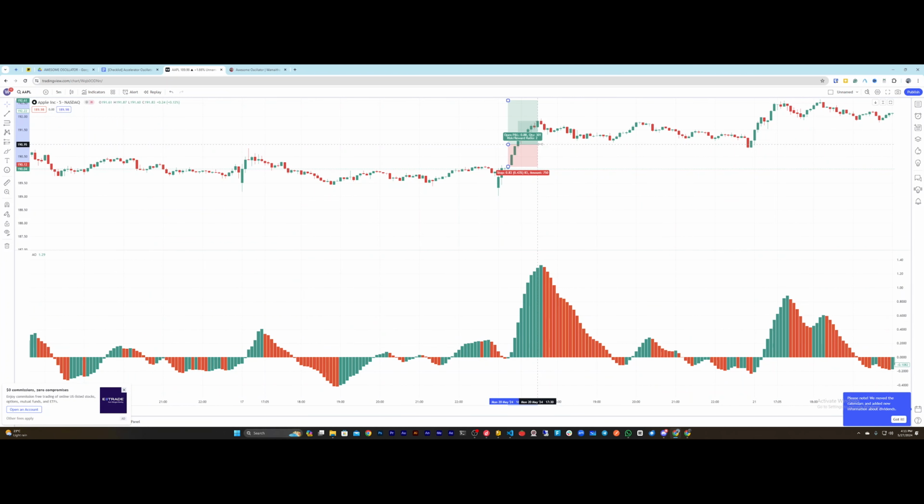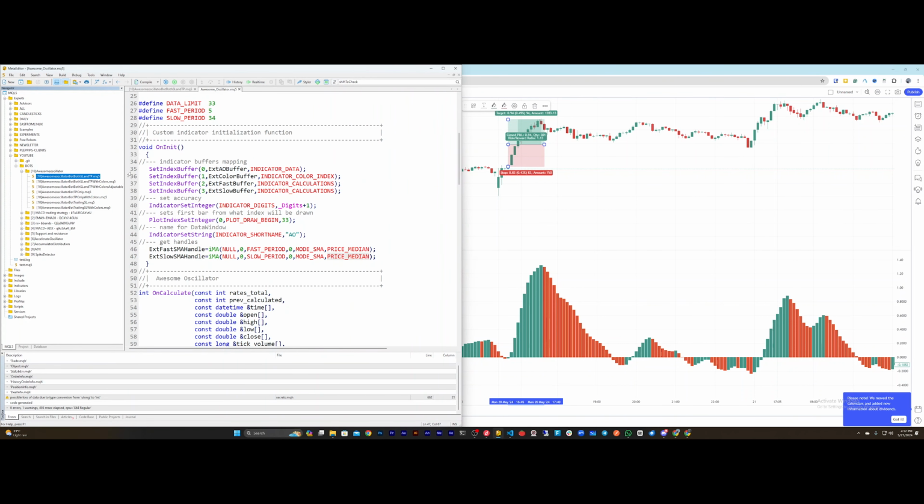So we would exit right there. Whether we've hit the take profit or stop loss doesn't really matter. In this case, we'd have made this very small profit. That is the main distinction.